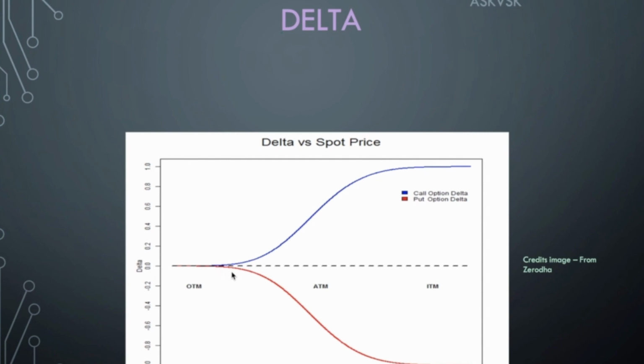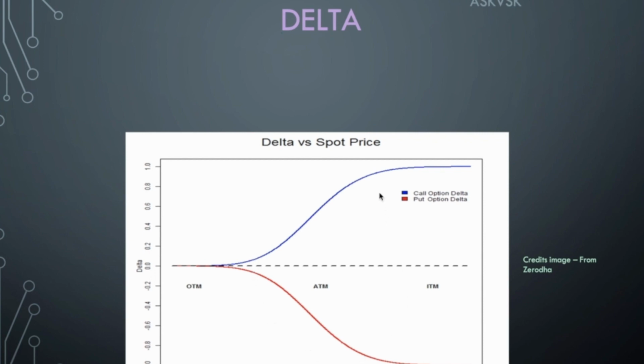Similarly, for a put option, as we go gradually from out of the money into the at the money and in the money, the put option delta also reaches minus 1.0, which is the highest for it. So the point here is, if the strike prices that we choose are far away from the ATM, which are OTM, the farther it is, the delta is going to be nearer to zero, which means the option premiums would not fluctuate as much as those closer to the ATM or ITM.